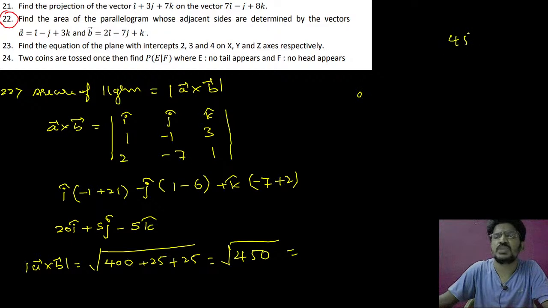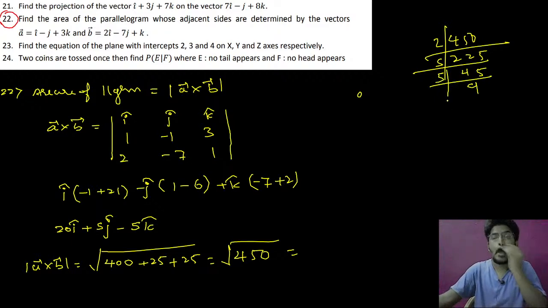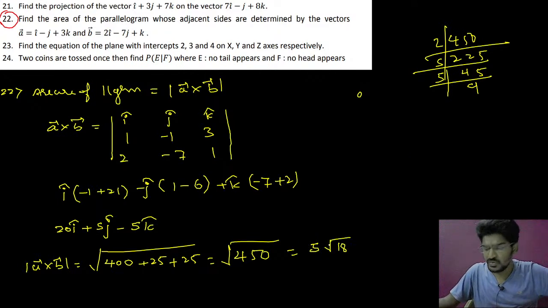Okay, you can just simplify 450. 2 into 2, 2 into 2, 5. Here you can write 5 into 4, 20. 5 into 5, 5 into 9. So you can write it as 5 root 18. You can write it as 5 root 18.